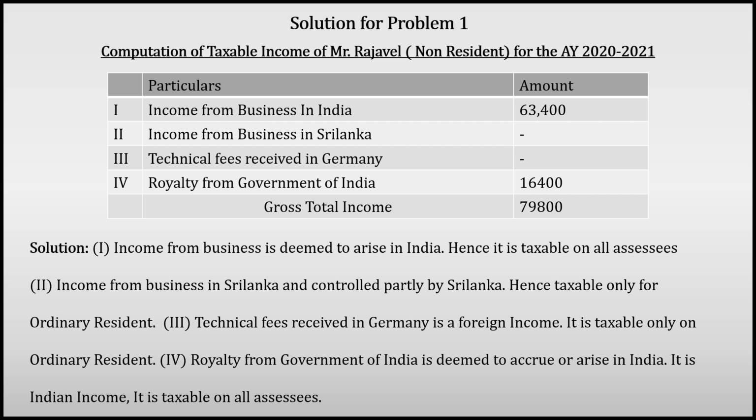The amount is given to you. So according to the tax specification, we can say that income from business is deemed to arise inside India. So it is an Indian income and hence it is going to be taxable for all the three assessees. So for a non-resident also we are going to tax it. Second point, income from business in Sri Lanka, but it is controlled partially by Sri Lanka and partially by India. Hence it is taxable only for an ordinary resident.